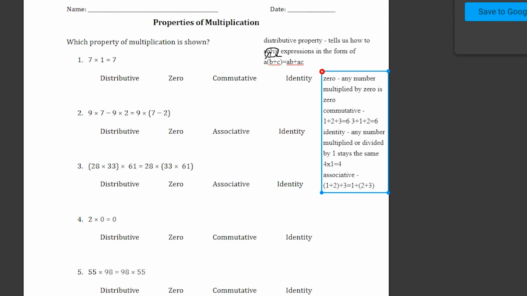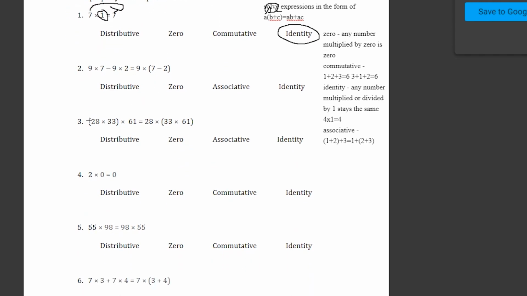So for number 1, we have 7 times 1 equals 7. This is the identity property because we have a 1 and the answer stays the same. Next we have (28 times 33) times 61 equals 28 times (33 times 61), with parentheses around these numbers. This is the associative property because we are changing the parentheses but they're still equal to each other.